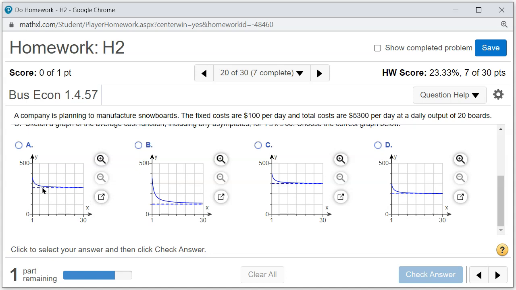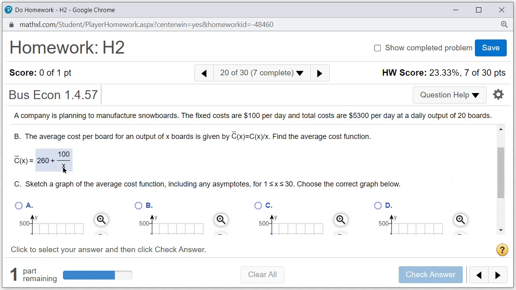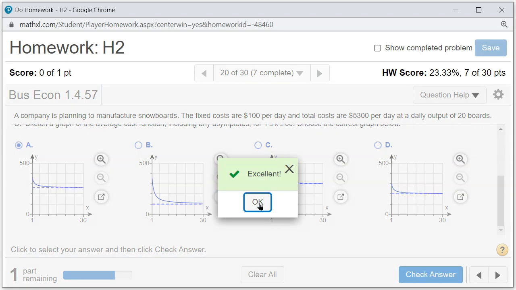The next thing is we want to look at x equals 1. If you put 1 here, you have 260 plus 100, so 360. So at the beginning it's going to be around 360. This one is 400, and it looks like this one is hitting the right place, while the other one looks like it's hitting more like 400. So we know that this is going to be the correct answer. Let's check the answer. All right, we got that.